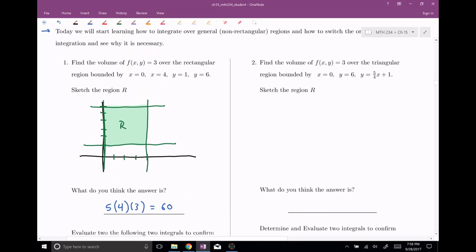Now it's time to upgrade. Now I'd like to do things over a triangular region and show you how this kind of changes. Okay, so again, let me go ahead and sketch our region R that we want to integrate over. In this case, we're switching it up.